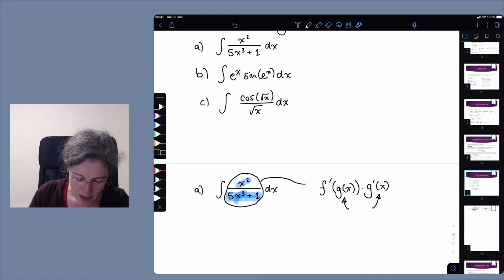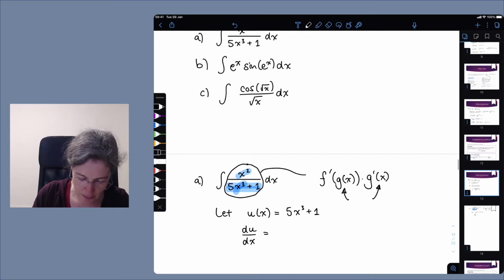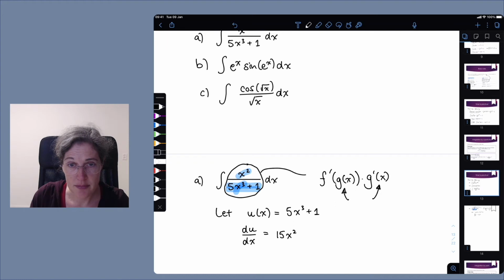So I'm going to take a guess and say, let u of x equal 5x cubed plus 1. Okay, good so far. Then du by dx is equal to, so I'm going to take the derivative. I'm really working with g here as far as I'm concerned. That's going to give me 15x squared. How does this help me?